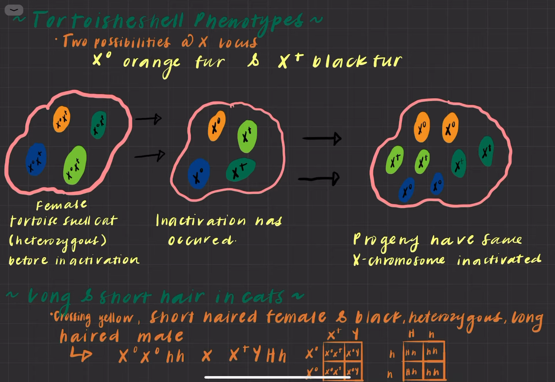So if we were going to clone a tortoiseshell cat, we know that the clone produced would never be the same as the original due to the random inactivation of these X chromosomes.